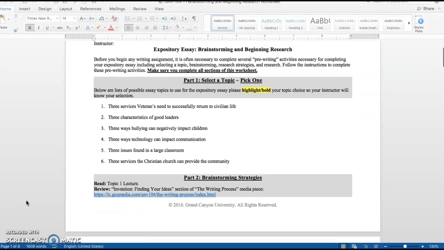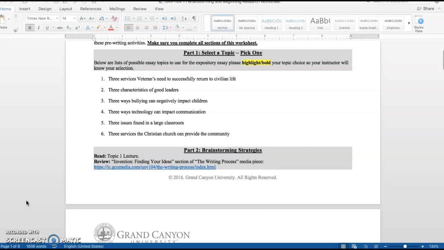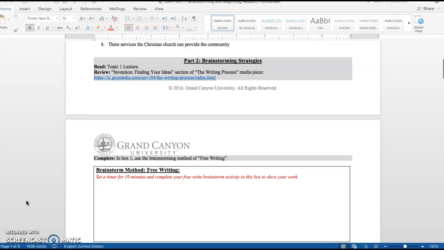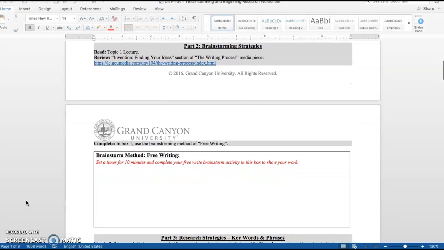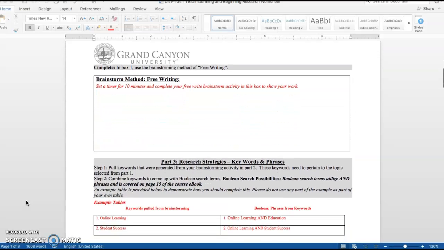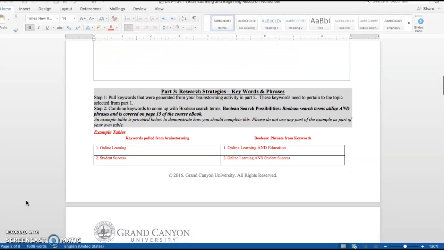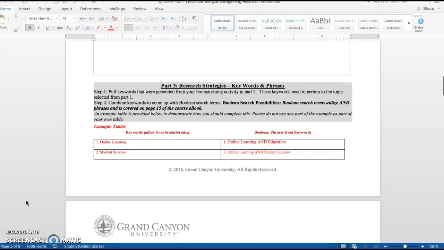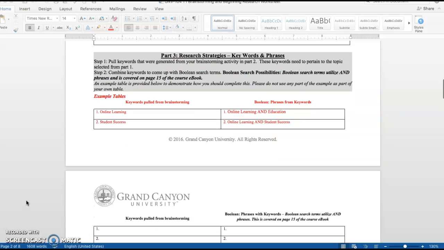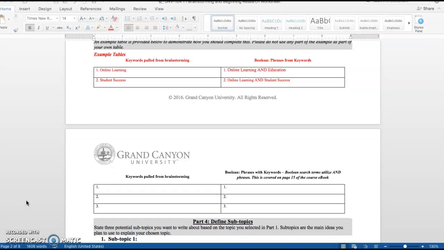Once you've selected a topic, you will begin a free write, which, if you recall, we covered in this week's discussion question 1, and we reviewed in the writing process media piece. The ideas that you develop there are important to you, as you will carry them down to part 3 and pair ideas with your topic using "and" to create Boolean phrases. These Boolean phrases are important as they will help narrow the scope of your research so that the articles you find are the ones that are most relevant to what you are trying to write about.